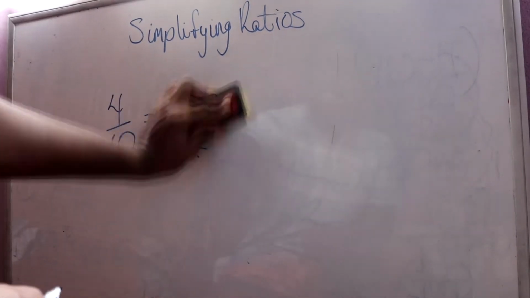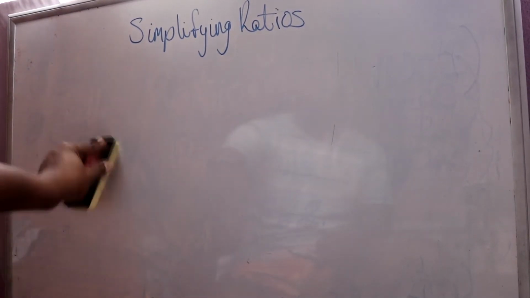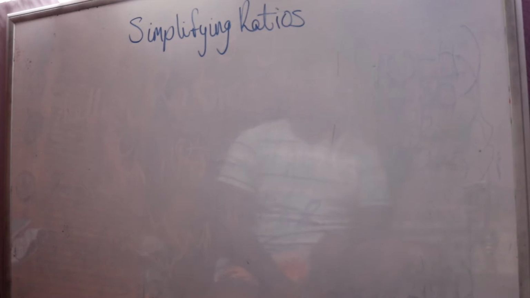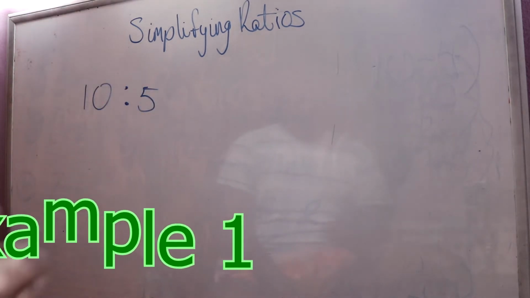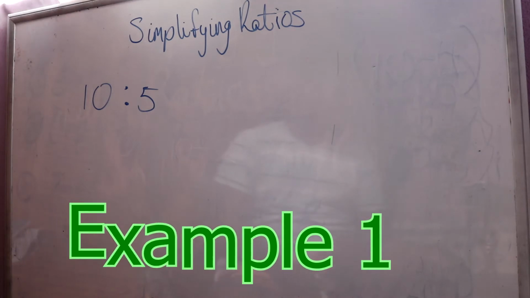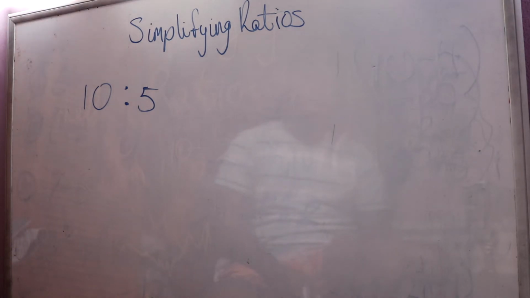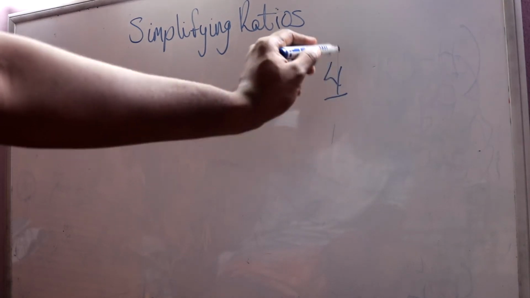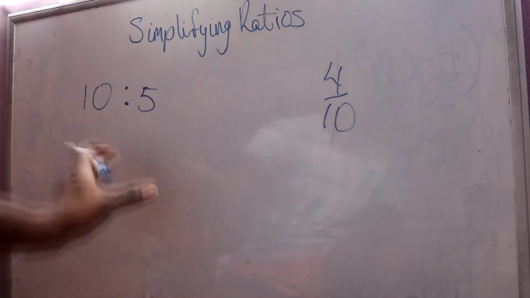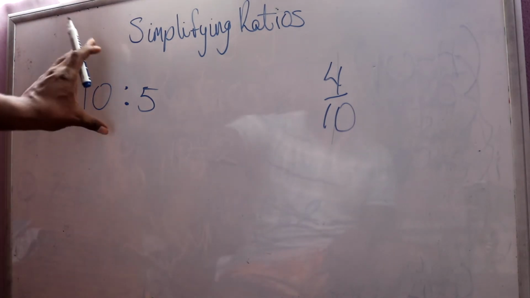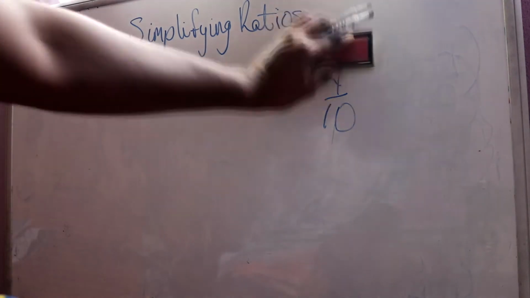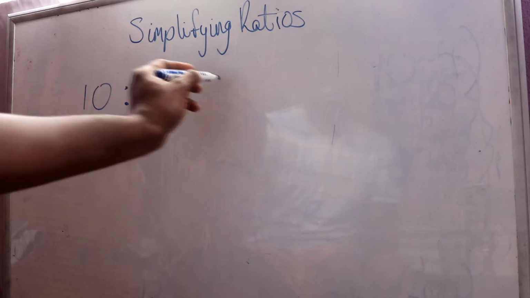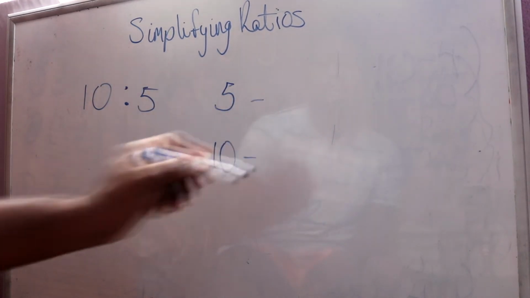With that in mind, we're going to look at how we simplify ratios, and it's very similar. Suppose we have a ratio 10 to 5. We do the same exact thing. We have to find the HCF. Before, when we had the fraction, it was the HCF of the numerator and the denominator. When it's a ratio, we have to find the HCF of the numbers. So in this particular ratio, we have 10 and 5. We first list the factors of 5 and the factors of 10.